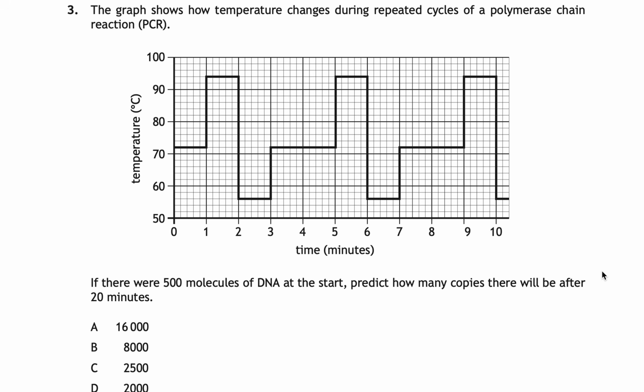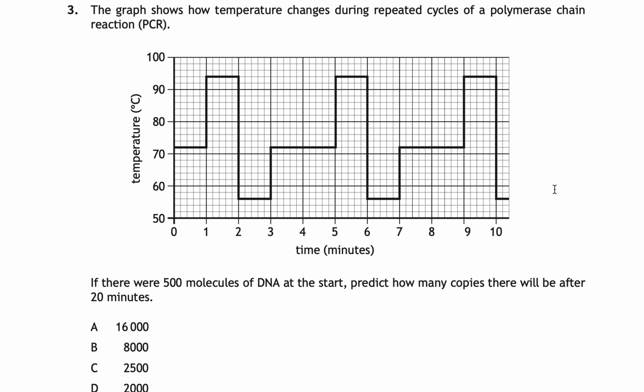So the correct answer for question 3 is A, 16,000. Now, the way this works is if we first look at these cycles of PCR, as I said, you can see periods of heating, cooling, and heating, heating, cooling, and heating, and then finally at the end here, you have heating and then the start of a cooling period. So across these 10 minutes, we're seeing 2.5 cycles of PCR taking place.